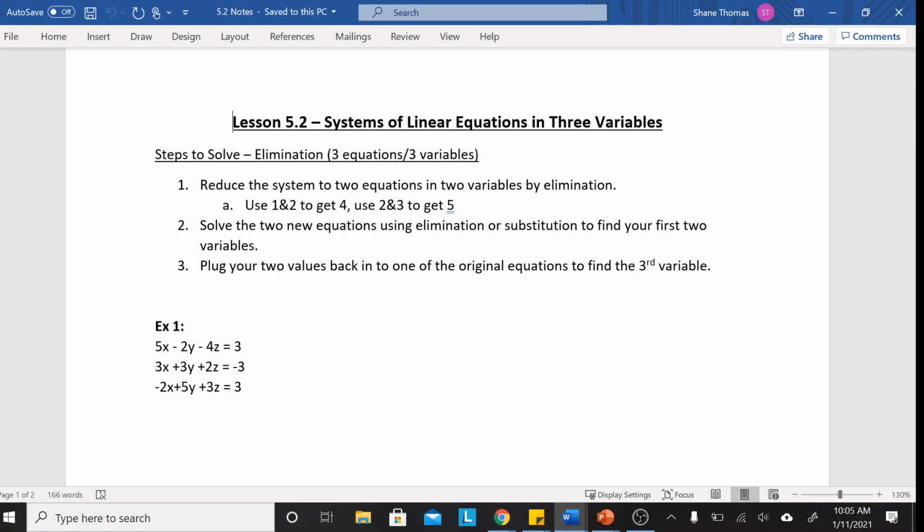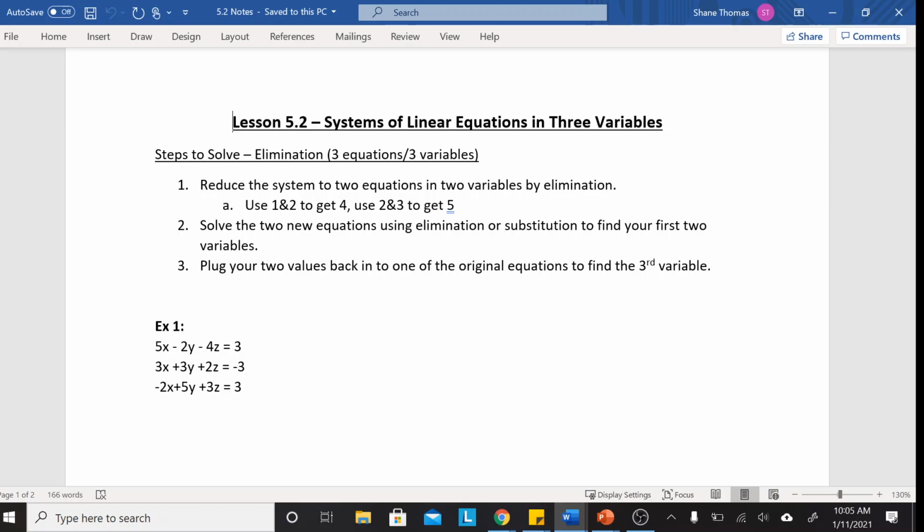Step one, you reduce your system to 2 equations in 2 variables by using elimination. We're going to use equations 1 and 2 to get equation 4, and use 2 and 3 to get equation 5. Then we solve the 2 new equations using elimination or substitution to find your first 2 variables.